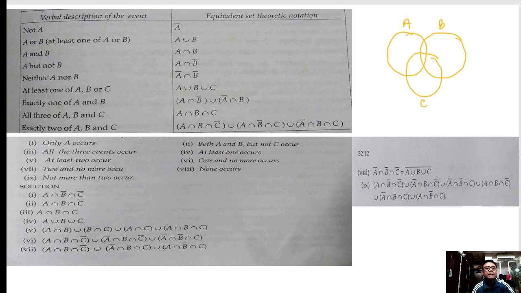Next, let us see the next thing: A but not B. I need A but not B. So how to write it? What is A but not B? That means this portion. So please watch here, this is A but not B. That means you will choose A but no portion of B will come into this. Clear?